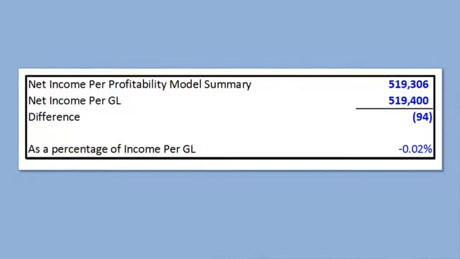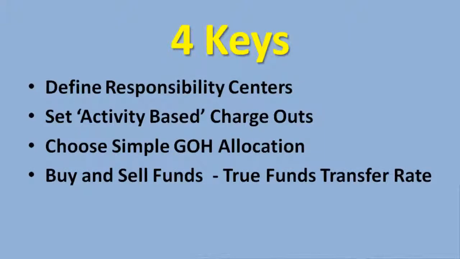On the screen, you're seeing an actual balancing analysis from a client just recently. Their net income from the profitability model was $519,000. The net income from the general ledger, actual for that same period, was $509,000. There was only $9,400 difference, or less than 1%. We have done that consistently and expect it to be a requirement of any valid cost accounting and profitability system.